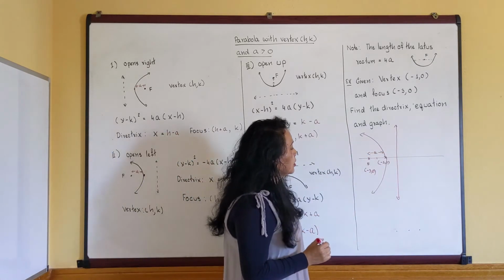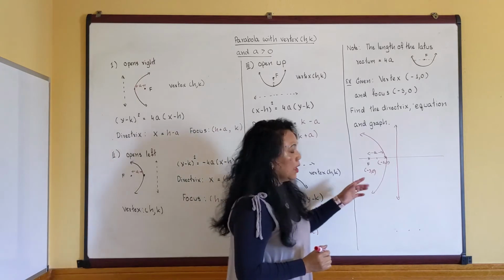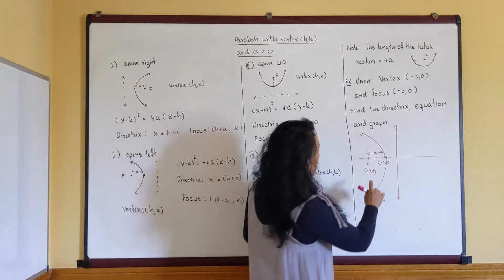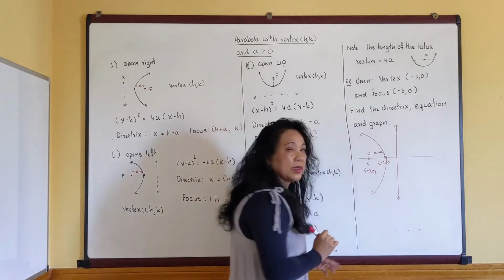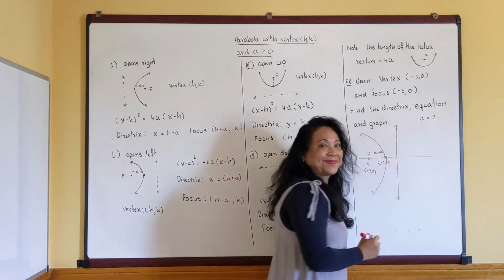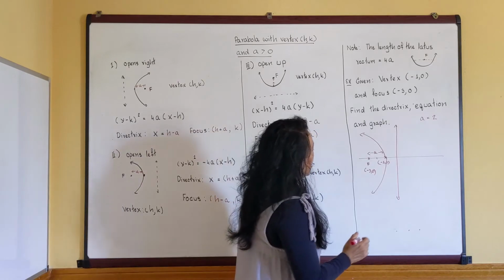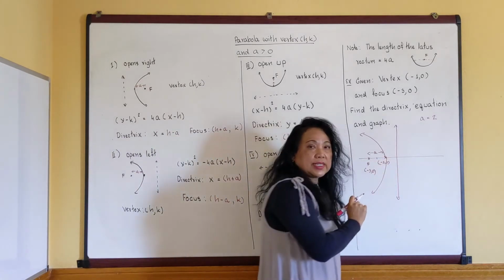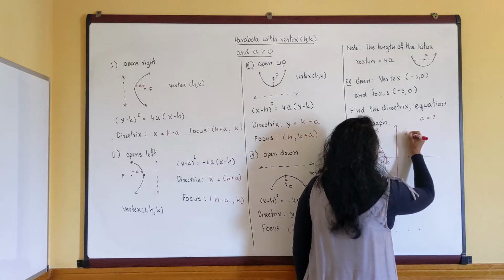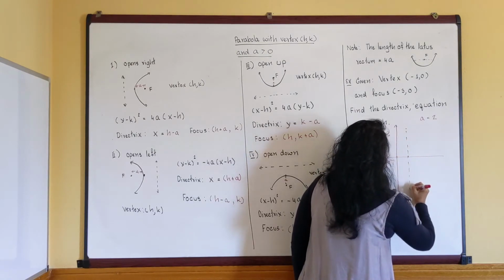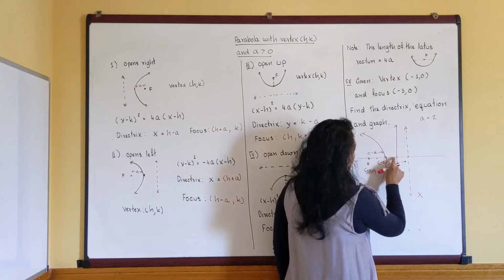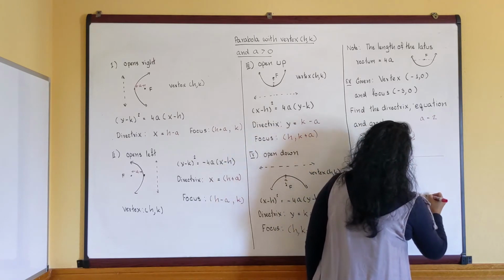So I need to find the directrix. One way of looking at it is that the distance here is a, which is 2, because between -3 and -1 the distance is 2. So a is equal to 2. If I want to find the directrix, it should be 2 units from the vertex. So 1, 2. The directrix should be a vertical line here. From -1 to 0 to here, x should be 1.